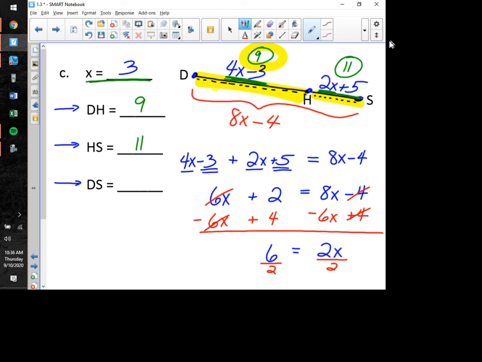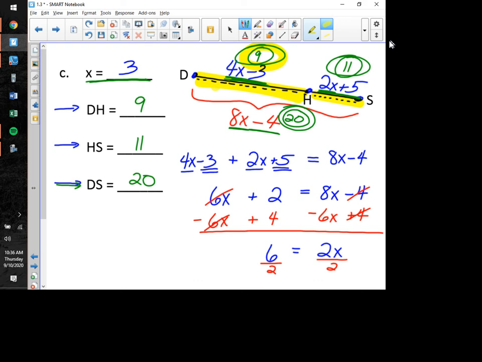And let's go back and check this last one now, everybody, the measure of DS. That's 8 times 3, which is 24, and 24 minus 4 gets us 20. And I said this would be a built-in check. If you look at your 3 segment lengths, we've got 9 plus 11, which sure enough equals 20. So I feel really confident in those answers because I got the answer algebraically for x being 3, and then my segments all added together at the end.